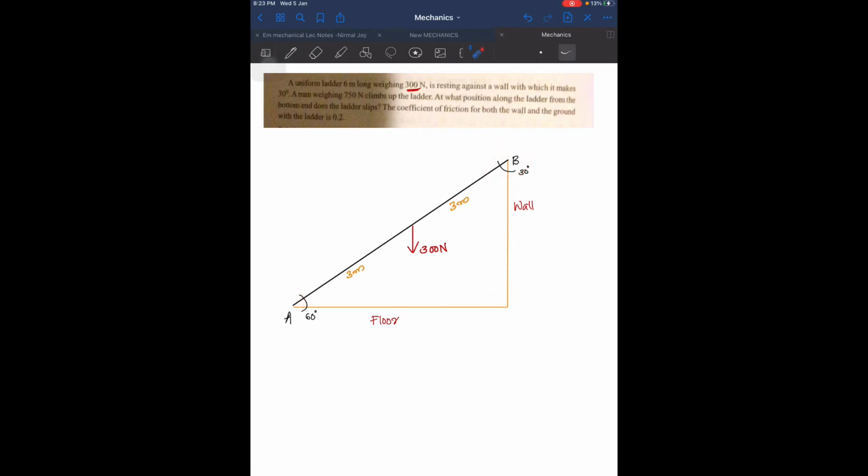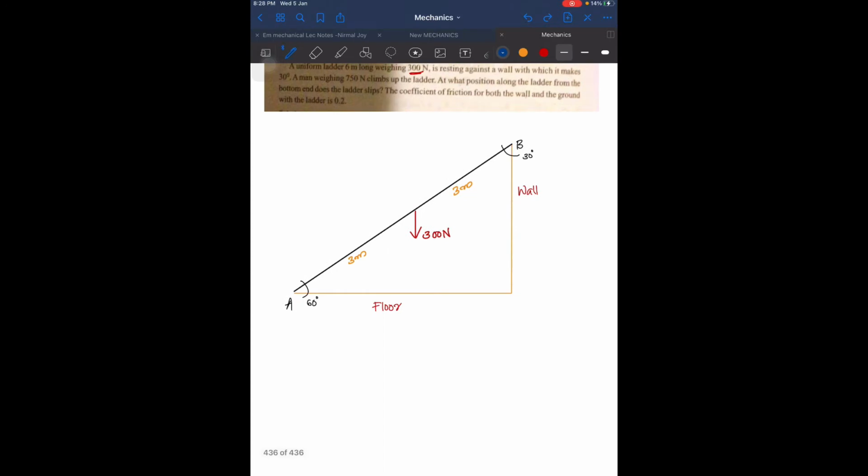Now comes the most interesting part. A man weighing 750 Newton climbs up the ladder. And when he reaches a particular point, the ladder loses its equilibrium and the ladder slips. Let us mark a point over here.